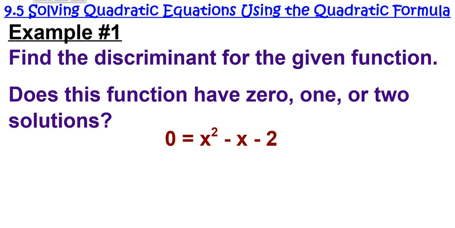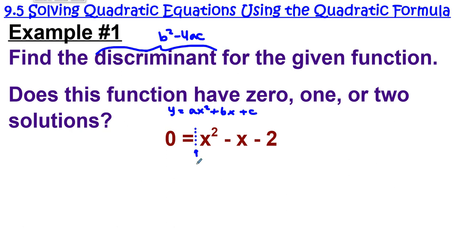Example 1 says, find the discriminant. Remember, the discriminant is b squared minus 4ac. And remember, your a, b, and c are just coefficients. So it's y equals ax squared plus bx plus c. So what's before the x squared? That's what a is. So we're comparing this to y equals ax squared plus bx plus c. So what's a? What's right before the x squared? Well, there's an invisible 1. So a is 1.